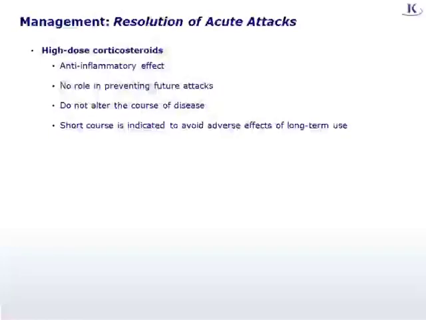Now, as there is no definitive cure available for MS, management is aimed at the following objectives. 1. Resolution of an acute flare-up or attack. Acute exacerbations are treated with the help of high-dose corticosteroids such as prednisone. Their anti-inflammatory effect dampens the acute inflammation, but they do not have a role in preventing future attacks or in altering the course of the disease. Corticosteroids are only used for a limited time in order to avoid the adverse effects associated with their long-term use.